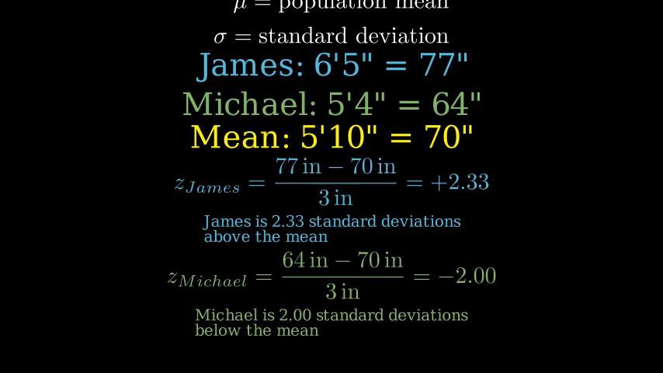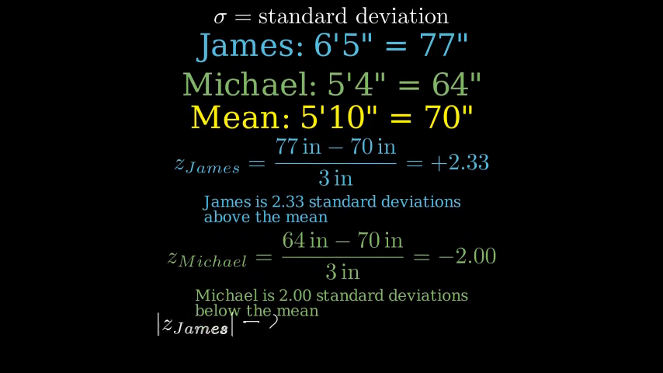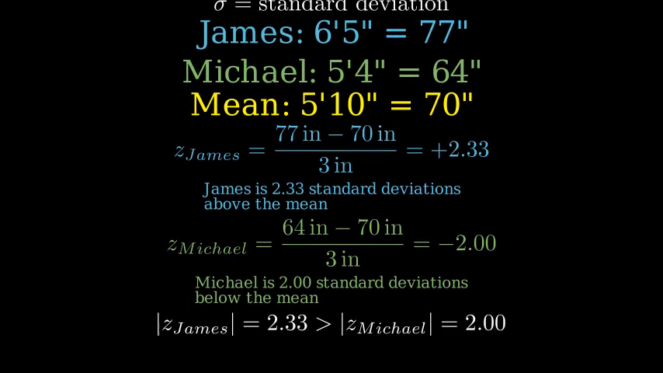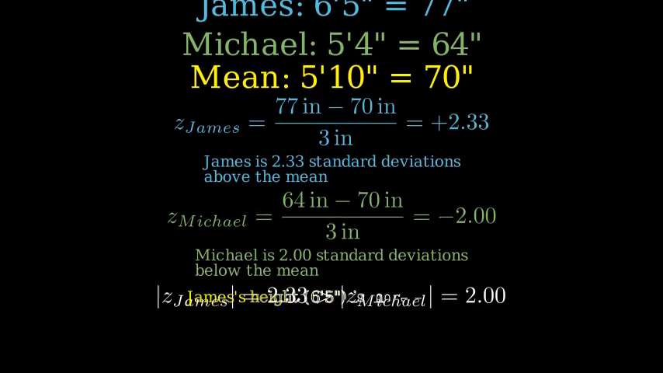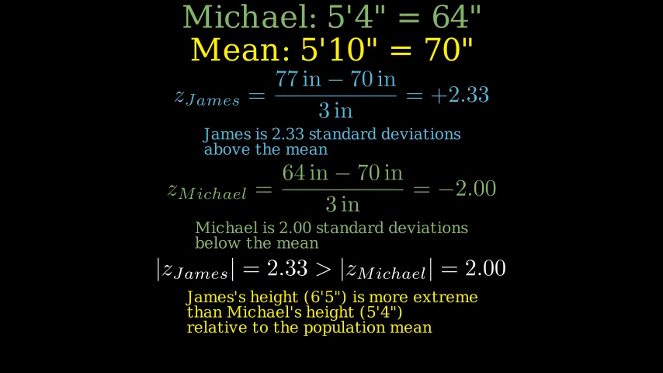To determine which height is more extreme, we compare the absolute values of the z-scores. James's z-score has an absolute value of 2.33, while Michael's has an absolute value of 2. Therefore, James's height of 6 feet 5 inches is more extreme relative to the population mean, as it is 2.33 standard deviations away from the mean compared to Michael's 2 standard deviations.